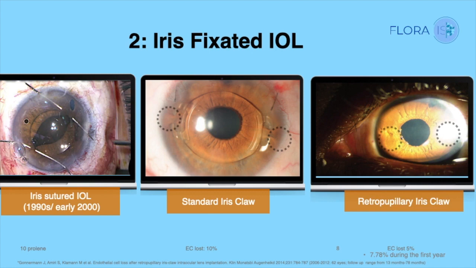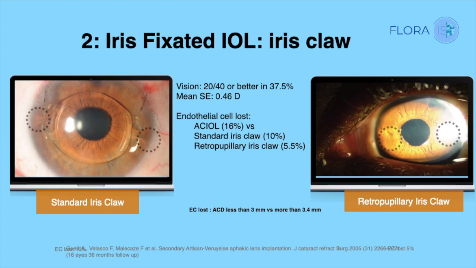For iris fixated IOL, we can either suture the IOL or non-suture. For sutured IOL, traditionally we can either suture the PMMA lens using the 10-0 Prolene directly on the iris tissue, which is technically challenging. Other option is to enclavate the IOL onto the iris, which can either be anterior to the pupil or posterior to the pupil. Visual outcome can be fairly good. In 1/3 of patients, they can have 20/40 vision or better.